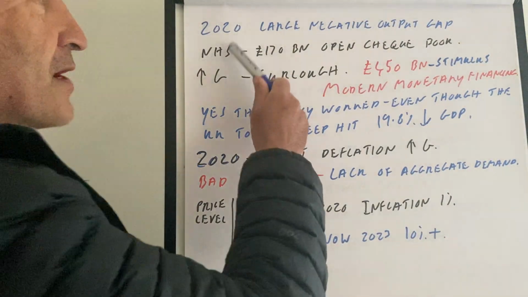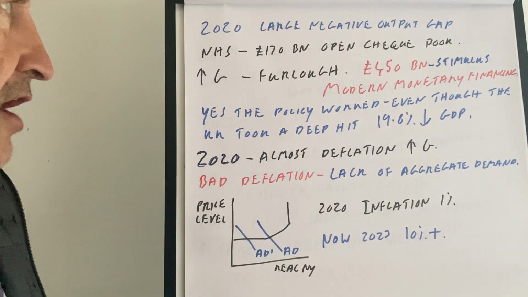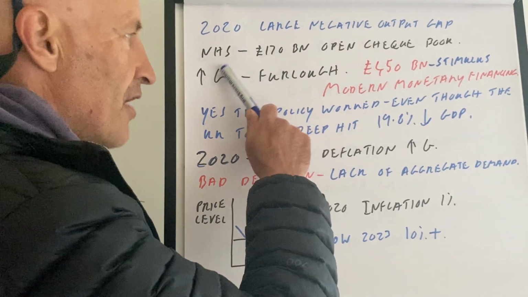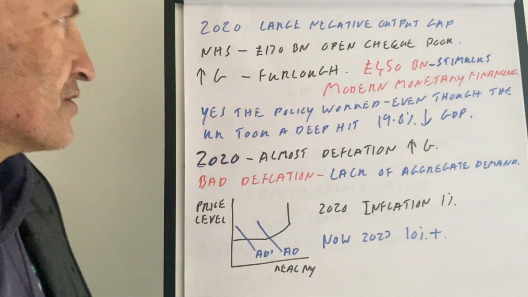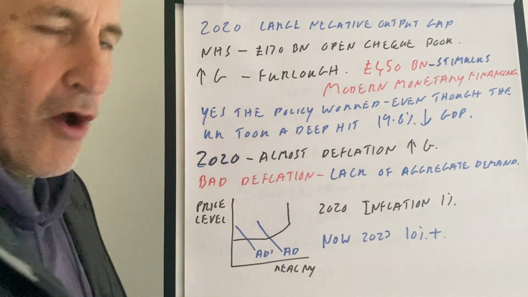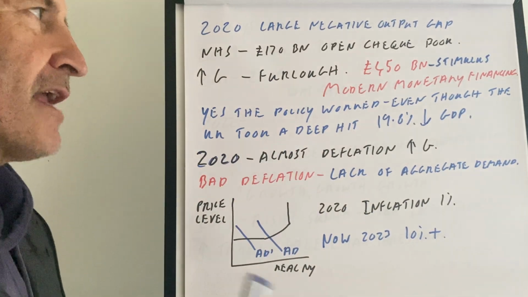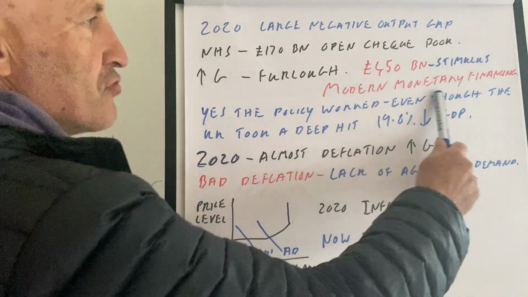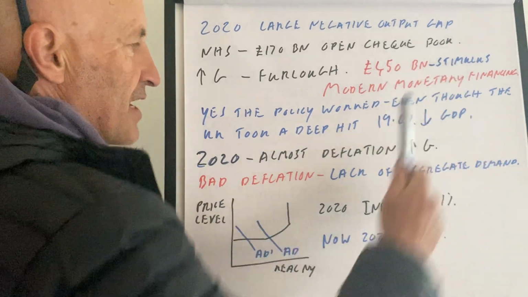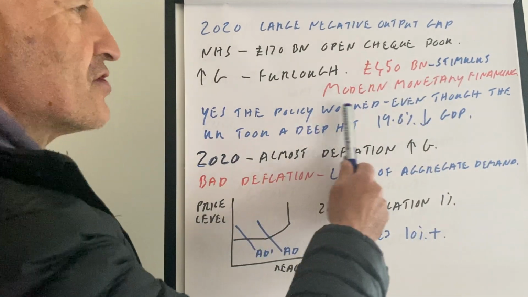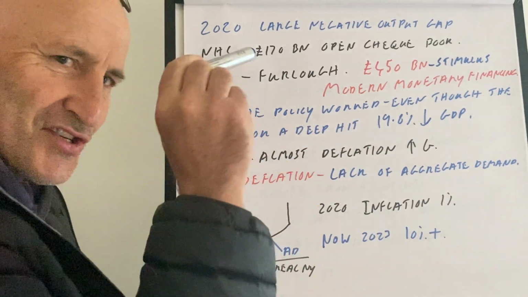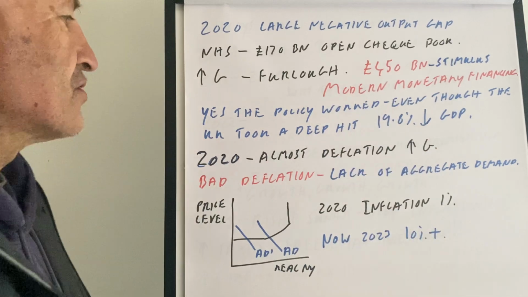Next up, in 2020, obviously, as I've just said, we had very large negative output gaps, so the government really opened its chequebook: an extra £170 billion for the NHS. We increased G on furlough. Overall, the Bank of England printed, through modern monetary financing, 450 billion quid. So this was an extra stimulus. Yes, the policy worked. So this is part of monetary policy, but the government was actually spending the money. So is it really fiscal policy as well?